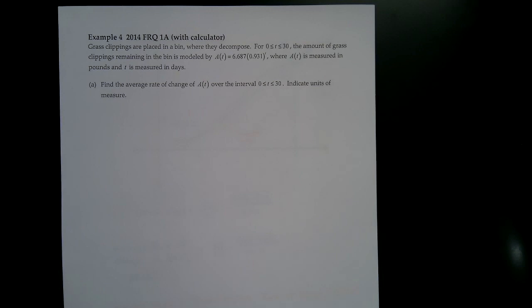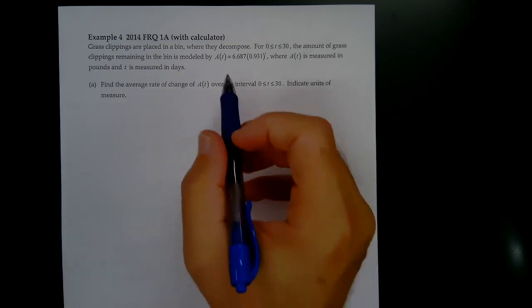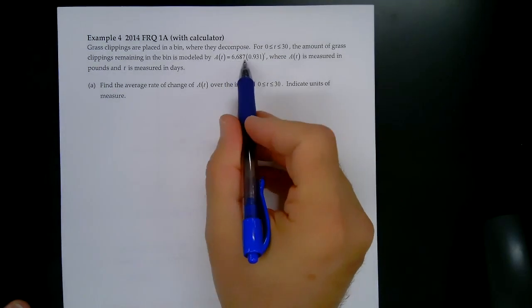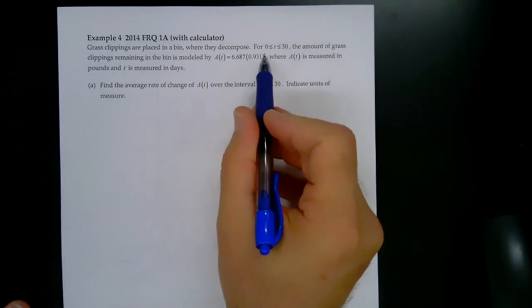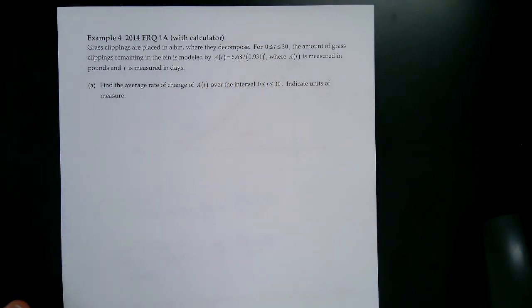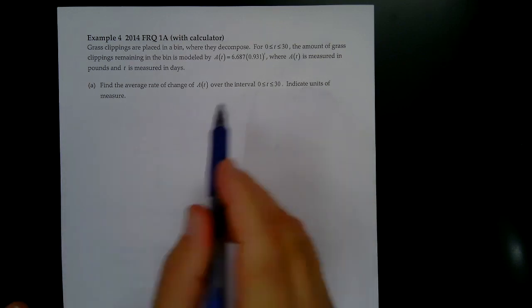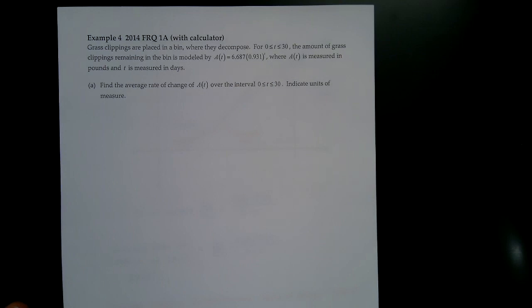So find the average rate of change of A of t over the interval 0 less than or equal to t less than or equal to 30. And this A of t is an exponential function, so it's 6.687 times 0.931 raised to the t. And I'm going to grab a graphing calculator and work this out, but there is a write-up. It's not just about getting the right answer, but the correct write-up. So we need to indicate units of measurement, and I would also say show your work. Show the work that leads to your answer.